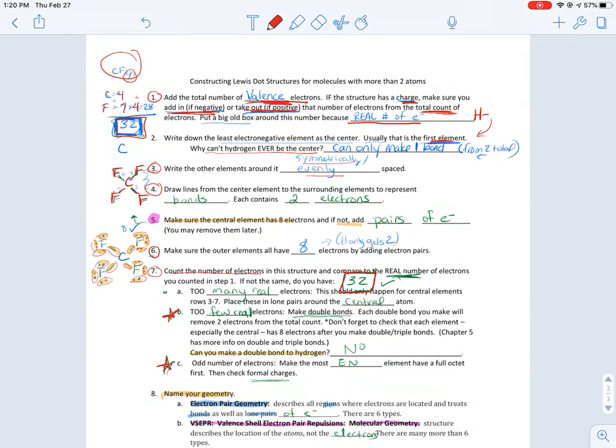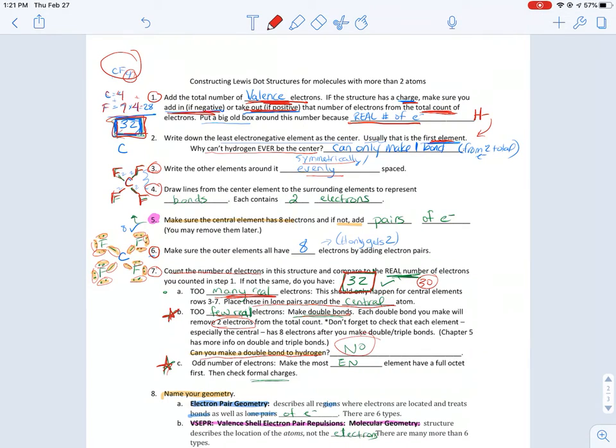Now, I've got 2 stars here. This is going to be for next time. If you have too many real electrons, meaning that your count doesn't match, like if your count had turned out to be 30, see how 30 is less than 32, so you have too many real electrons. You would place extra electrons in lone pairs around the central atom. If you have too few, you're going to make double bonds, and each double bond you make will remove 2 electrons from the total count. Again, that's going to be next time.